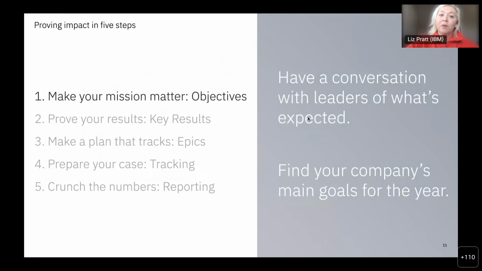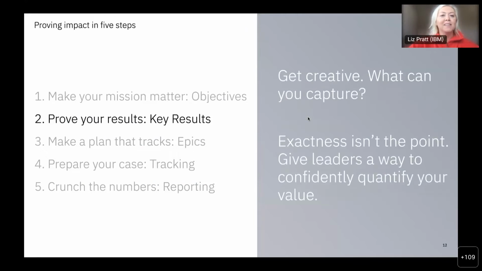It's important that when you're looking to deliver impact, you want to have a clear understanding of what your objectives are that will take you towards that North Star. And you also want to make sure that you have a conversation with your leaders so you're aligned. So that's step 1, how to measure impact.